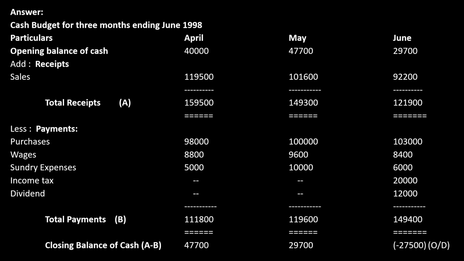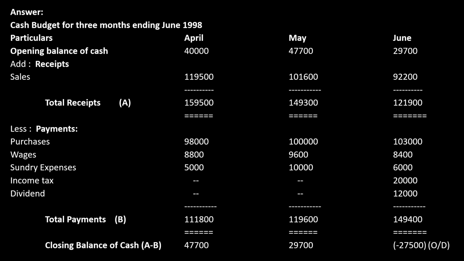Now after filling up everything, we close the column one by one. First, we close the column of April. We make the receipt total first, then payment total first. We name the receipt as A, and we name the total of payment as B. So A minus B will be my closing balance of April. So the closing balance of April is 47,700. This 47,700 will be the opening balance for the month of May.